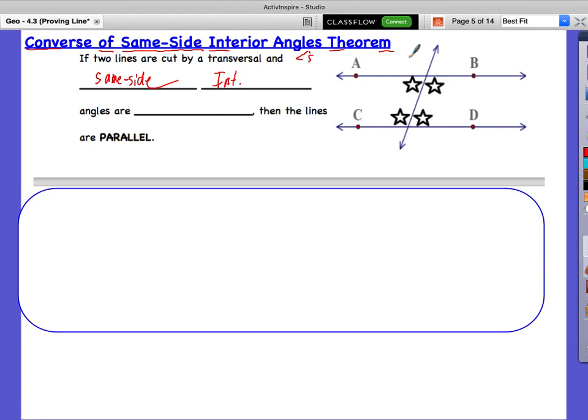Okay? Same side interior angles are what? Then the lines are parallel. Supplementary. Thought I'd trick you guys, but you got it. Okay?